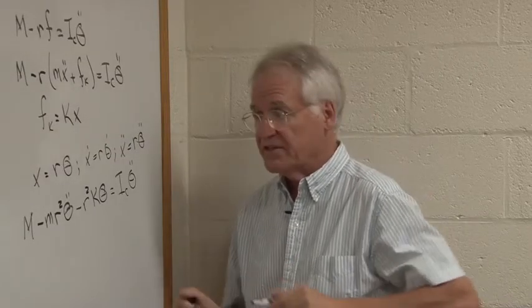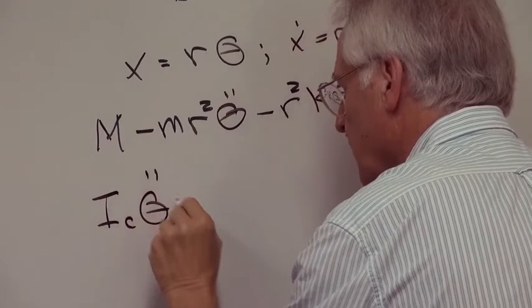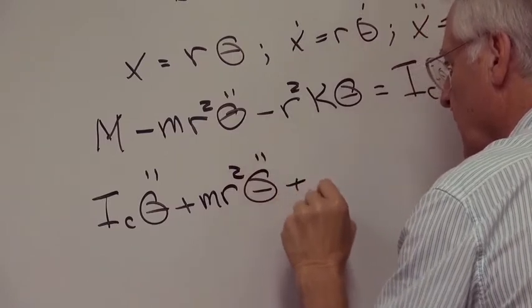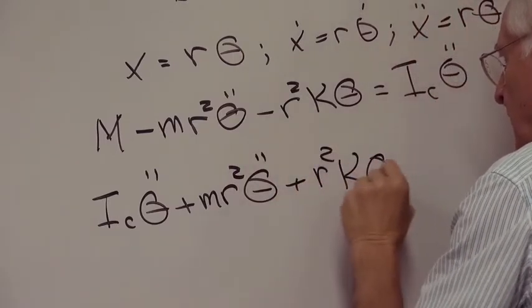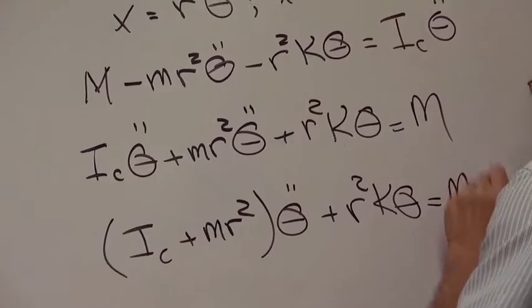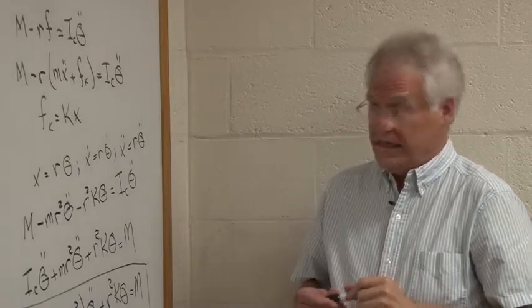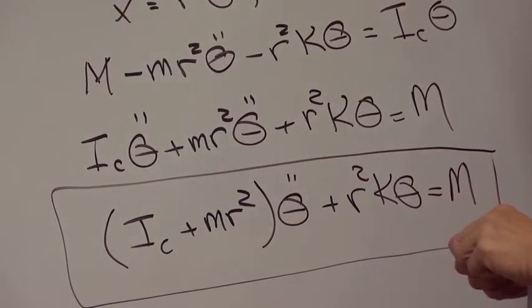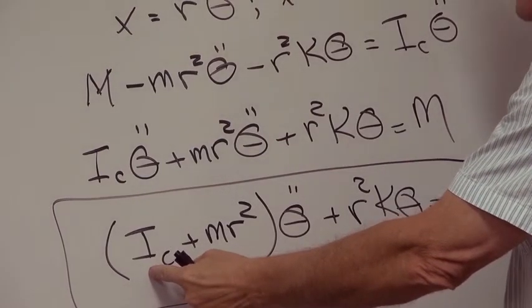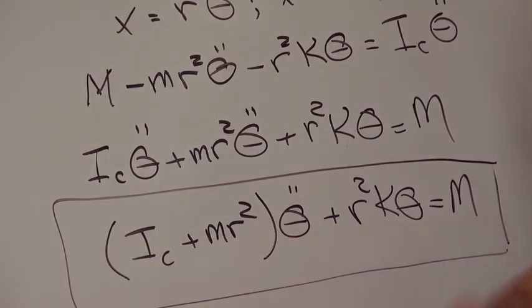theta double dot. Now let me simply rearrange this. And one more time, one small rearrangement. And there you have the answer. A conventional second order differential equation in theta. You can see the moment of inertia term. This is the moment of inertia about the center of mass plus m r squared, theta double dot, and this is the spring term. So there you have it.